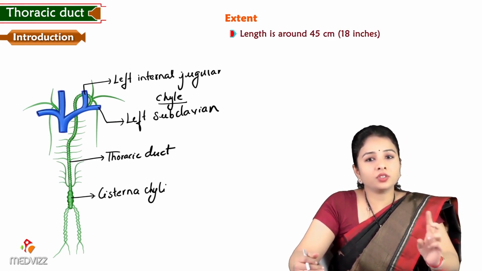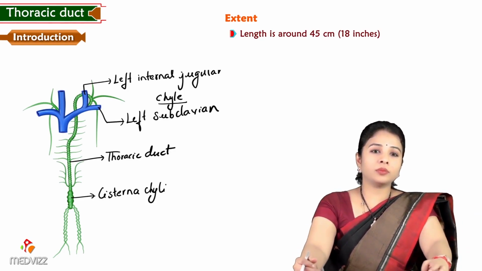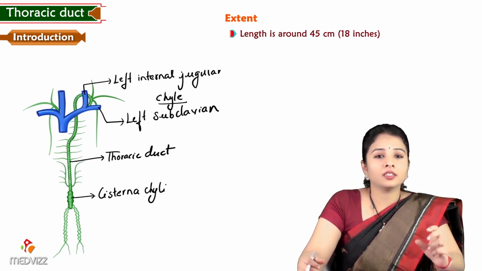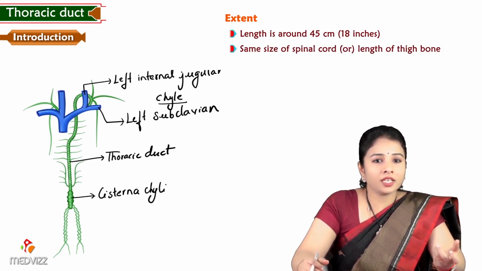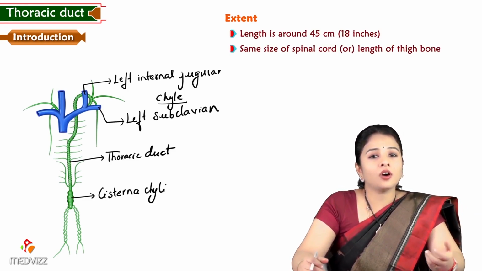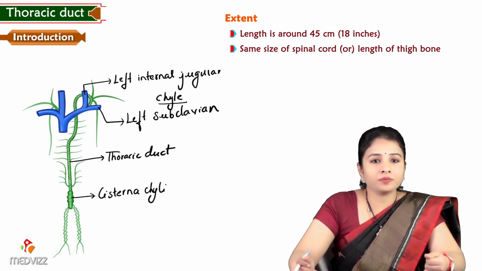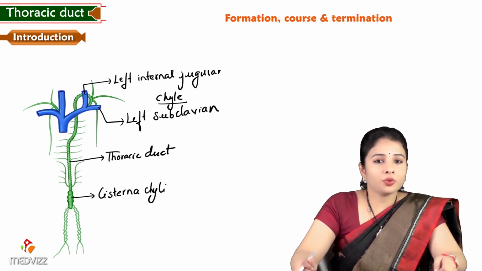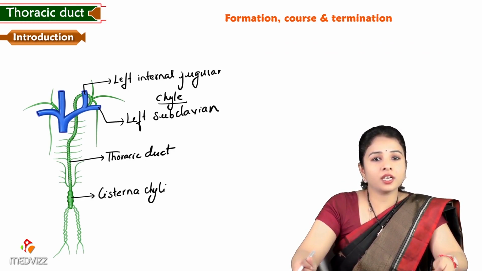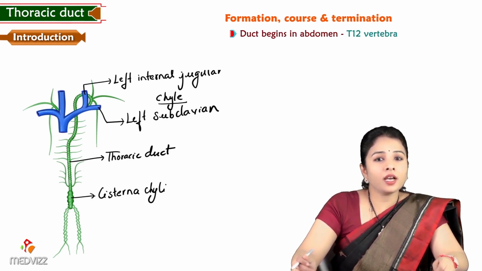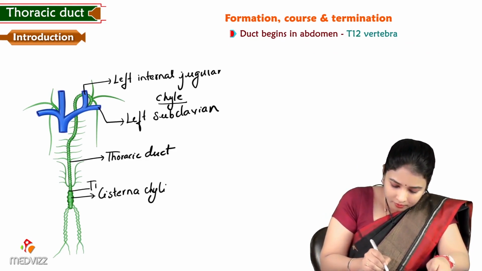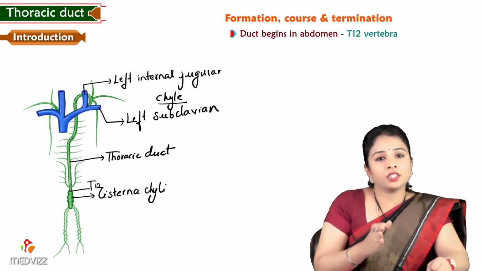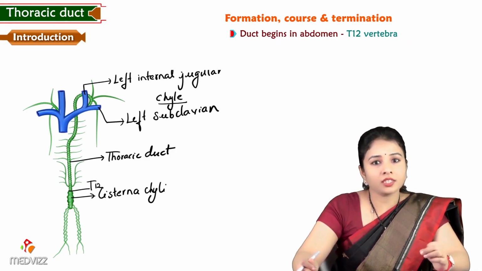If we see the length of the thoracic duct, it is approximately 45 centimeters, that is around 18 inches in length, almost the same as the length of the spinal cord or the thigh bone. So let's see the formation, course and termination of thoracic duct. The duct begins in the abdomen at the level of T12, where the cisterna chyli continues above as the thoracic duct.